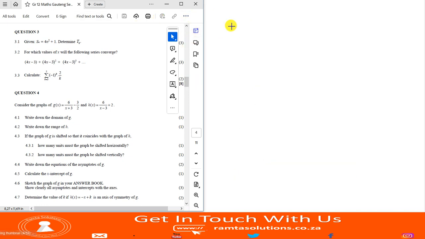Now, let's see 4.5. So 4.5 says, calculate the x-intercept of G. Okay, perfect. We don't mind. So x-intercept of G. So what does it mean? It means G of x is 0. So therefore, we have 6 over x plus 3 minus 3 over 2 is equal to 0.